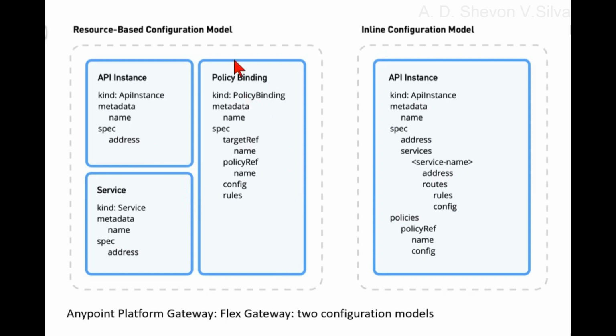Here the policy binding. The kind is policy binding, metadata name is the policy binding name, spec target ref name is the API instance name, policy ref name is the policy name, config is the optional policy configuration, rules is the optional policy rules.